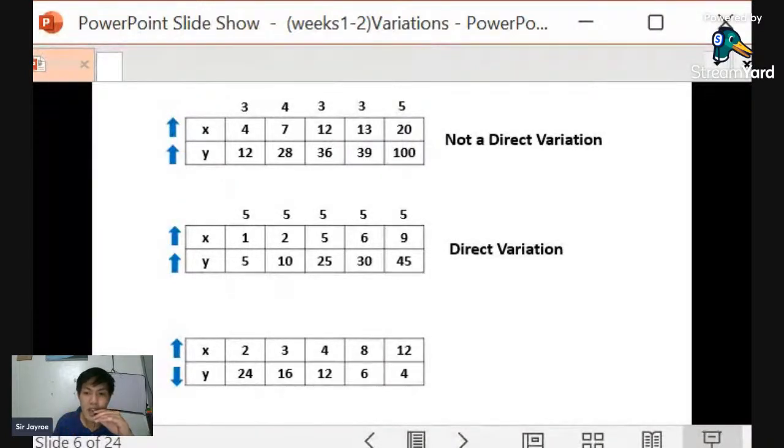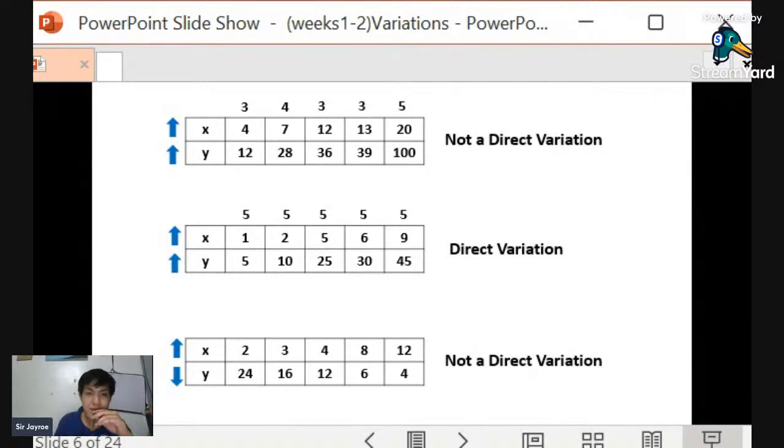You don't have to get the constant anymore. Okay? It's just a waste of time kapag kinuha niyo pa yung constant nito. Kasi sa behavior pa lang, hindi na siya talaga direct. So it's not a direct variation. Kasi nga pag sinabi nating direct variation, dapat pareho ng direction. Dapat pareho silang nag-increase or pareho silang nag-decrease.